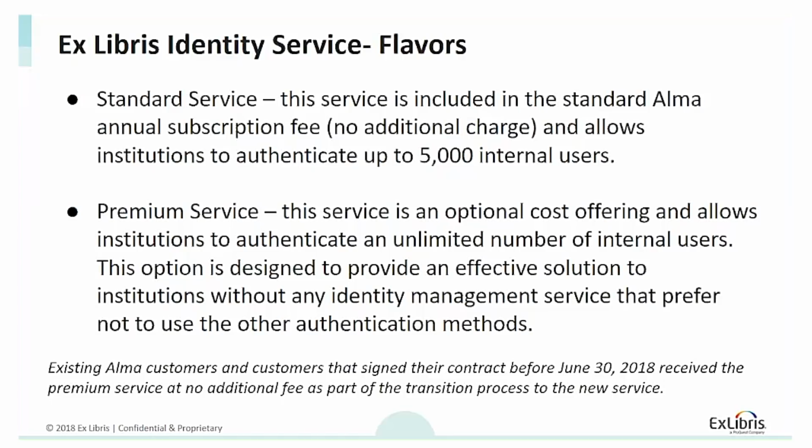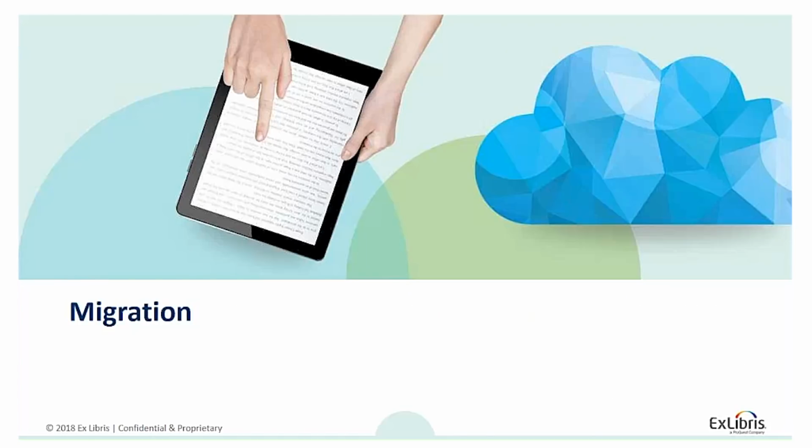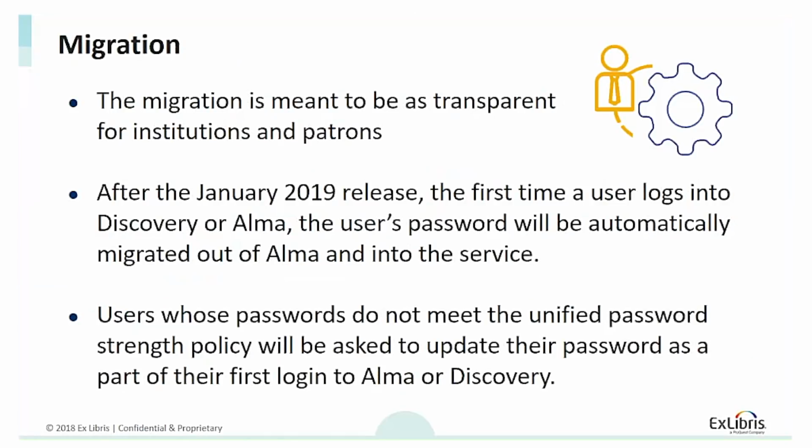Okay, so now we know what the identity service is, let's talk about migration. How are we planning on moving to this new identity service? So the migration is intended to be as transparent as possible for institutions and for patrons. Okay, we're trying to make the process as easy as possible. So the service will be officially launched for general availability in the January 2019 release, so coming up now in about 2.5 months.